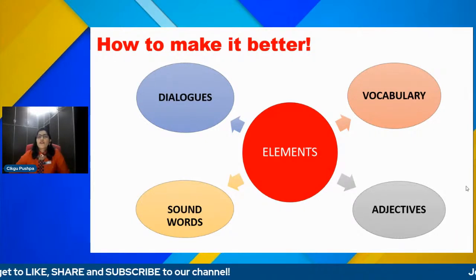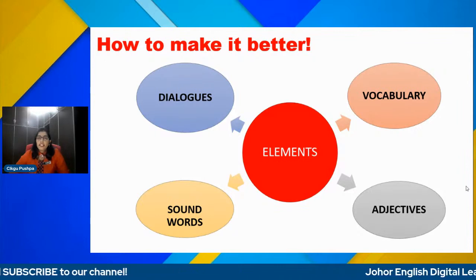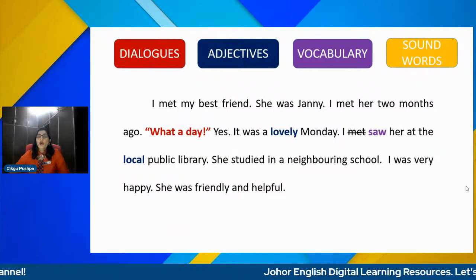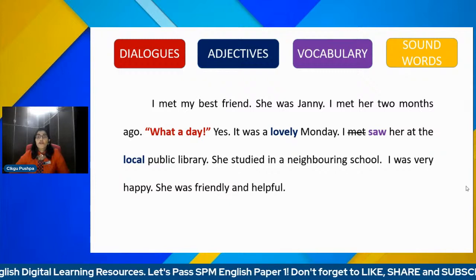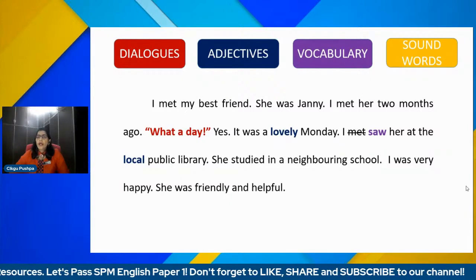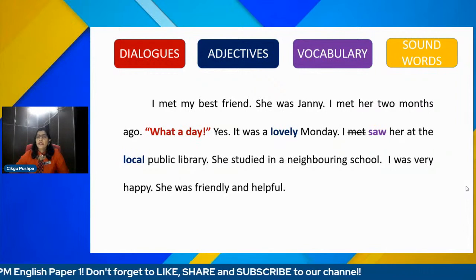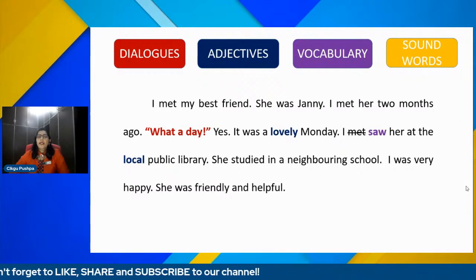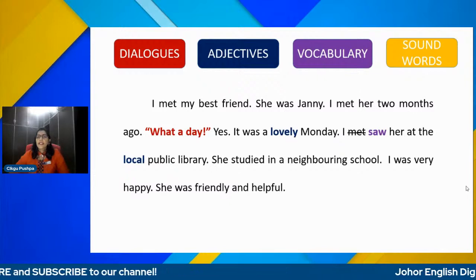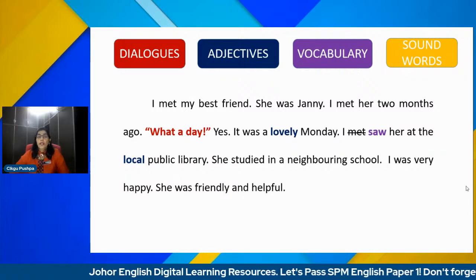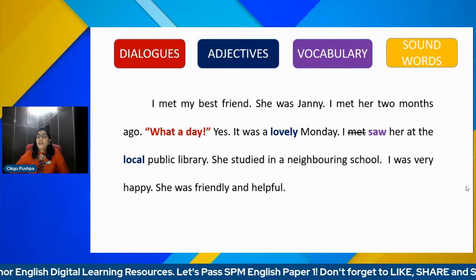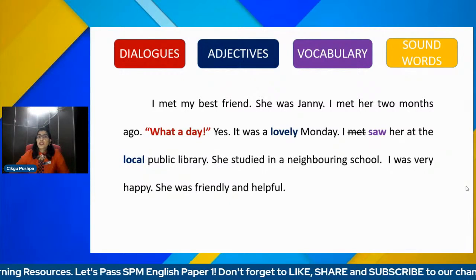Okay, and you can also have simple dialogues in your description. Now let us see how you can apply dialogues, adjectives, vocabulary, sound words. It is not a must for you to use all 4. If you think that you can use one, why not? Just try. Okay, now let's see. I met my best friend. She was Jenny. I met her 2 months ago. And you think that you would like to bring in a dialogue to make it authentic, to make it real. What a day. Yes, it was a lovely Monday. You see, originally it was a Monday.